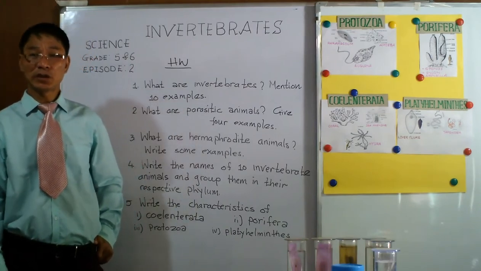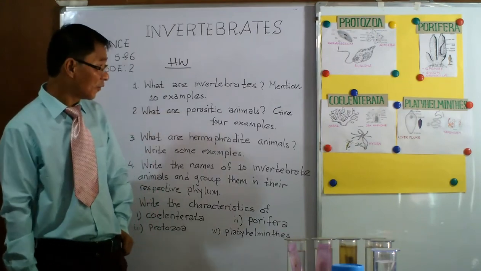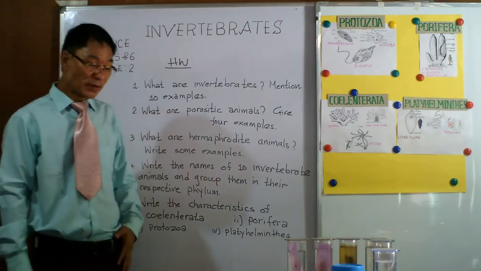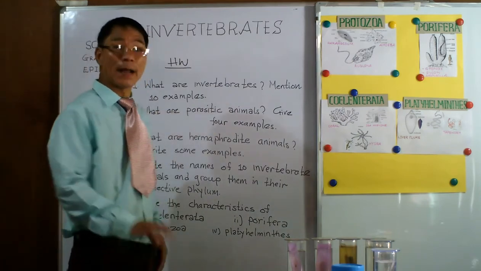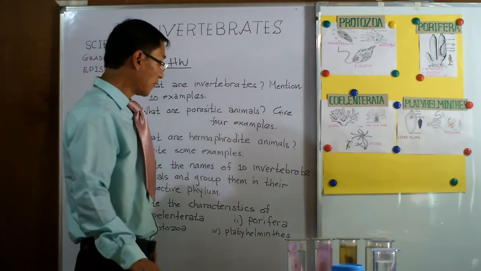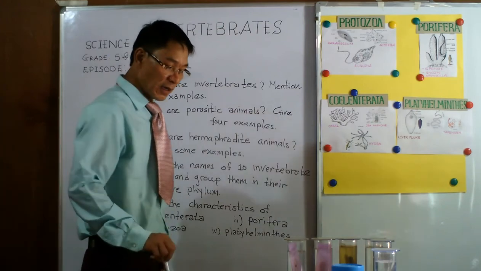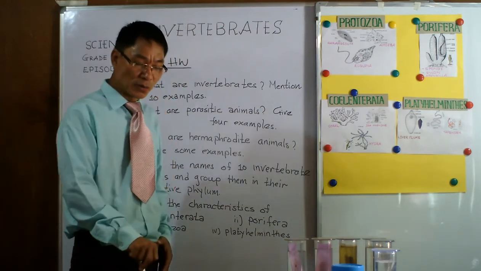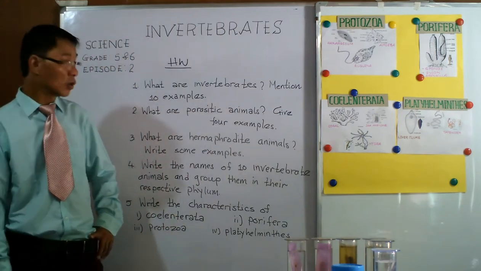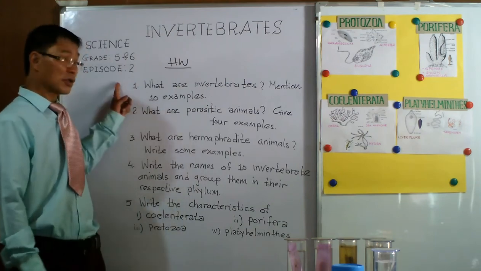Okay, dear children, we have learned at least 4 phyla in this second episode, and we will learn about 5 more phyla in the next episode, and the remaining phyla are Nemathelminthes, Annelida, Arthropoda, Mollusca and Echinodermata. So we will learn about these phyla in the third episode.